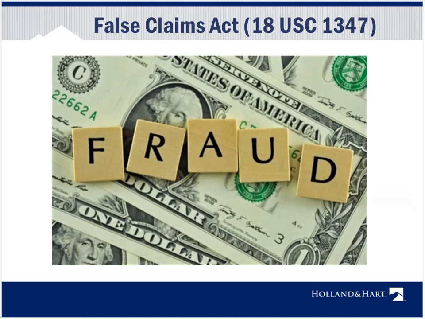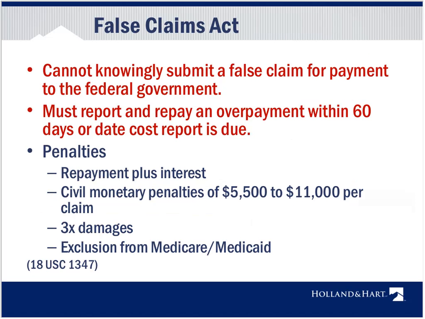First and foremost, the False Claims Act. This is really the workhorse for the government in pursuing claims against providers to get repayment. The False Claims Act says you cannot knowingly submit a false claim for payment to the federal government, and in the wake of the Affordable Care Act, you must report and repay an overpayment within 60 days or the date a cost report is due.